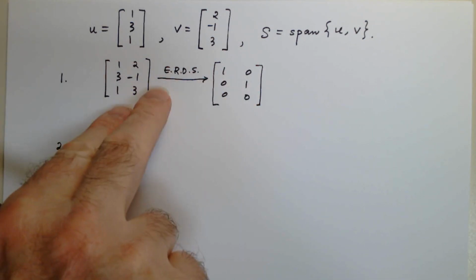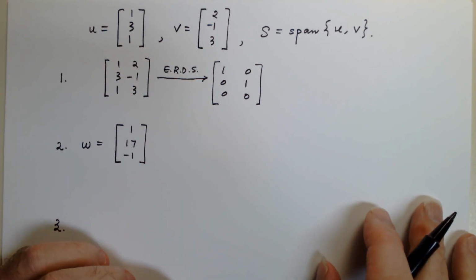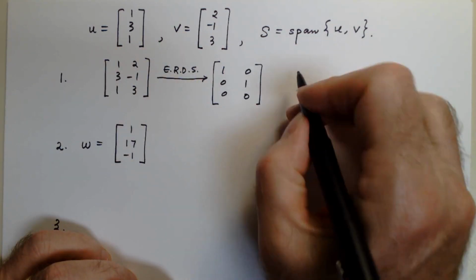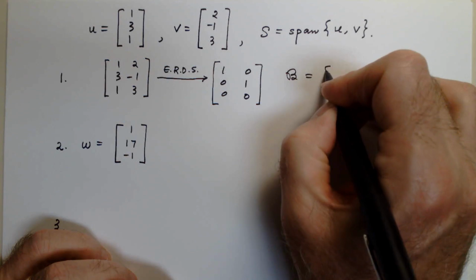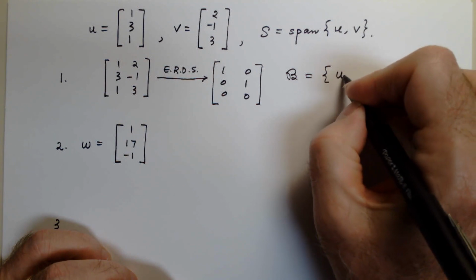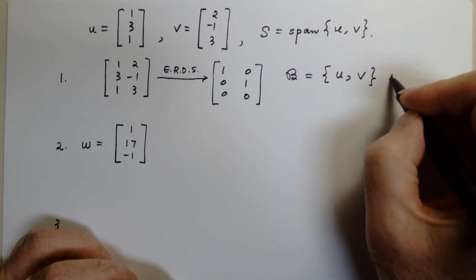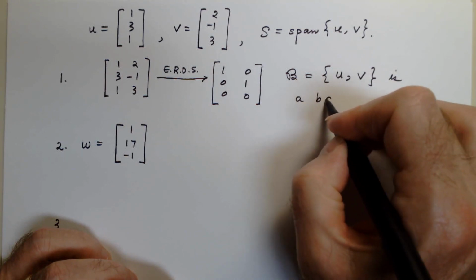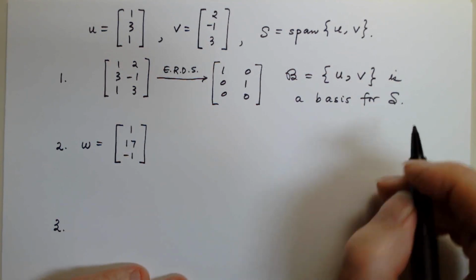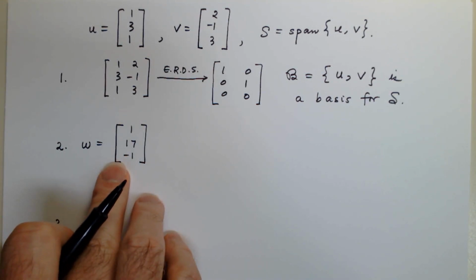And since each of these columns contains a leading 1, these two vectors are, in fact, linearly independent, and therefore, they will form a basis for S. So let's call this basis B. We'll need this for later on in the problem. Make sure we think of this basis as u first and v second. So script B, u first, v second, is a basis for the subspace S.